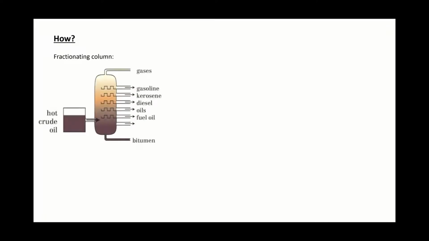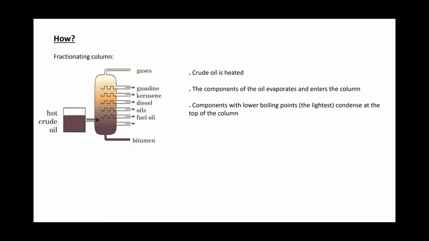But how does fractional distillation work? Well, here we have a fractionating column, and the first step is to heat up the crude oil. The components of the crude oil will then start to boil off and enter the column. But note that the components that come off first are those with the lower boiling points and are thus the lightest. These lower boiling point components will then start to make their way towards the top of the column, where they will eventually cool back down to their boiling point. These components will then condense back into their liquid forms and will then separate off.